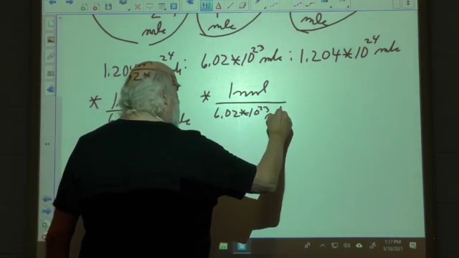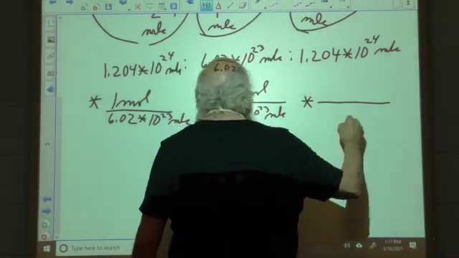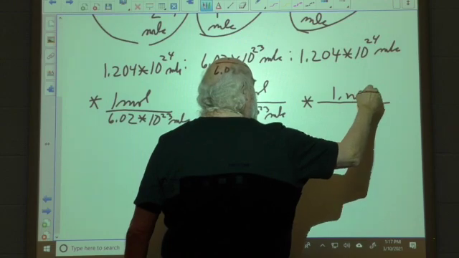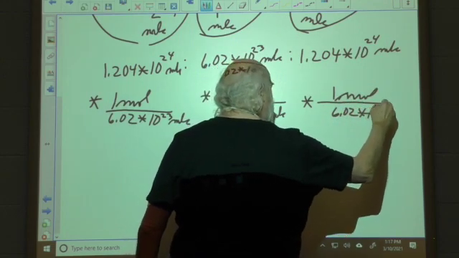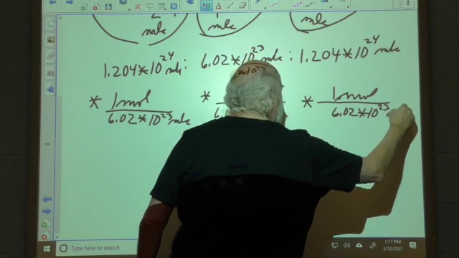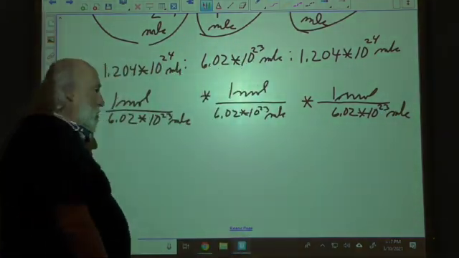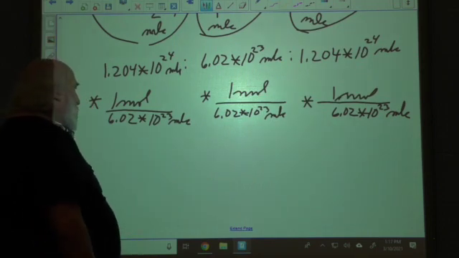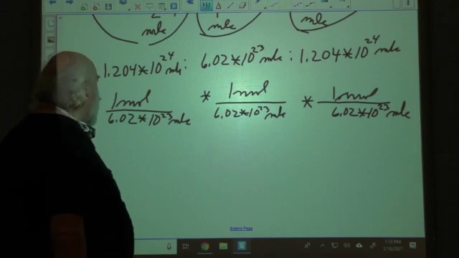Anybody remember what we call this number besides mole? There's another name for it. Anybody know? 1 mole over 6.02 times 10 to the 23rd molecules. If you said Avogadro's number, you would be correct. Avogadro's the guy who came up with that. He called it mole. They named it after him, Avogadro's number.